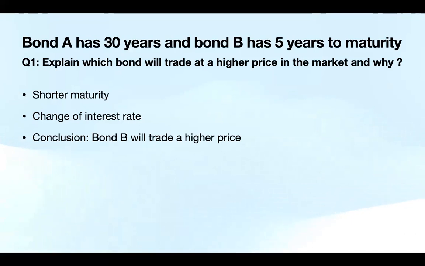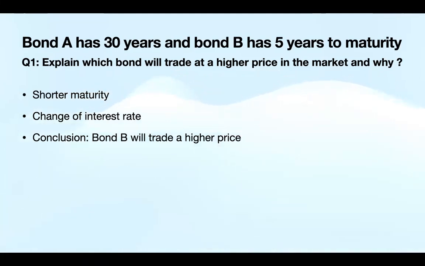So in this case study, we have two bonds, Bond A and Bond B. They have the same background, with the same face value, the same coupon rate, and the same interest rate, but they have different maturity. So in the first question, explain which bond will trade at a higher price in the market and why.